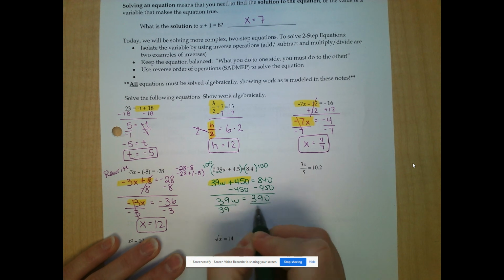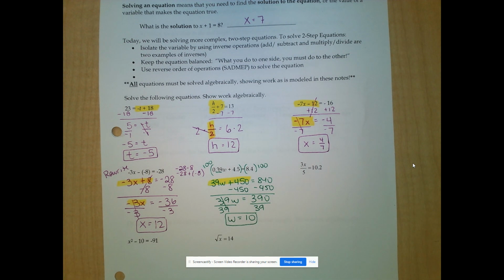Divide both sides by 39. W equals 10. And would I have gotten the same answer if I hadn't done that first step of multiplying both sides by 100? Sure would. I still would have gotten W equals 10, but my numbers were a lot friendlier to work with than adding, subtracting, multiplying, and dividing the decimals.